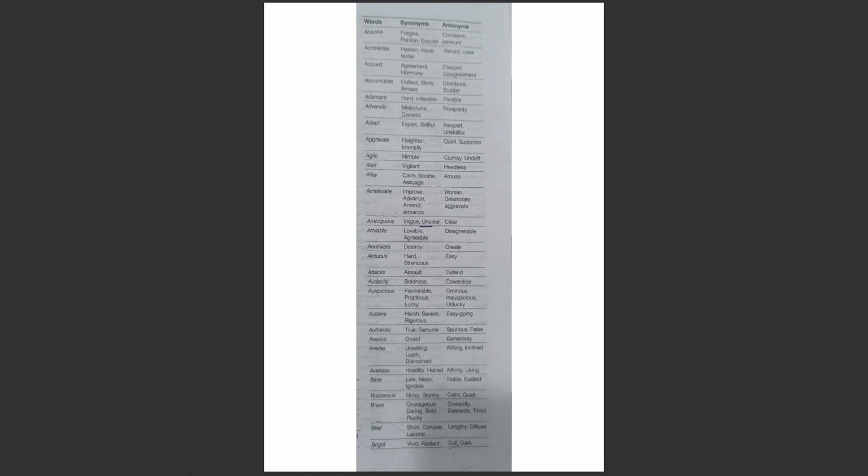The next word is brave. Brave का मतलब होता है बहादुर. Brave is someone who is courageous, daring, bold, plucky. These words are all synonyms of brave. The antonym, the opposite of the same, would be cowardly, timid, cowardice. Cowardice is one of the words that we've repeatedly seen in all these PDFs that we did.